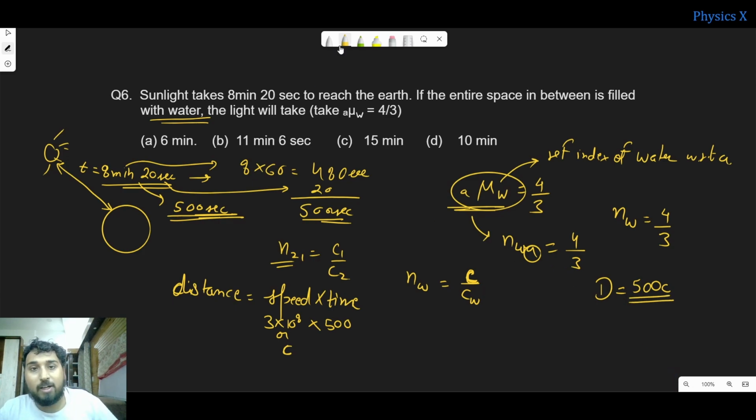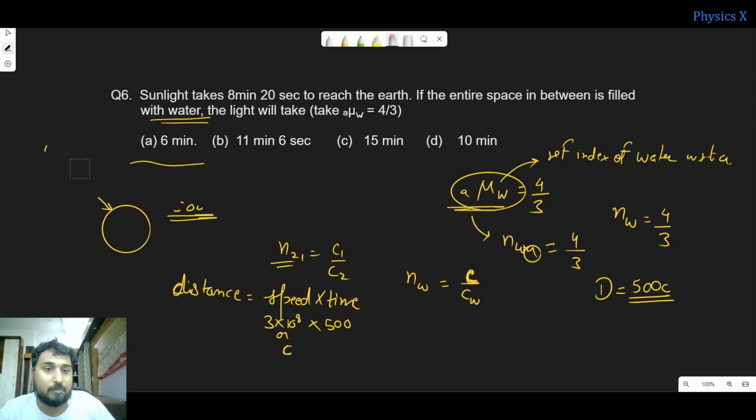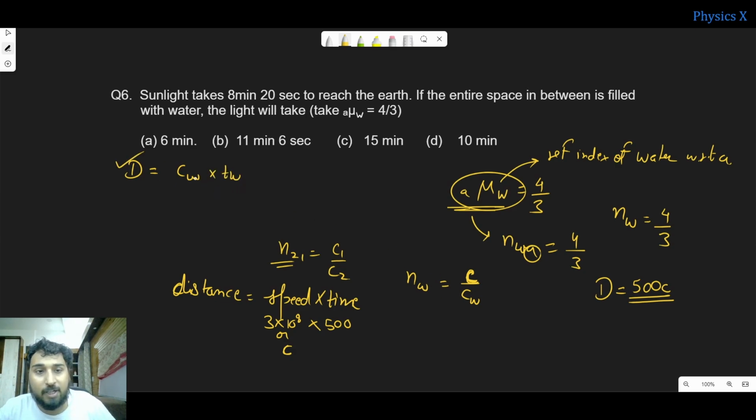Okay. So now what I do, let me rub this for you. I will write it. So we know that we can find, if we know the speed, okay. So in water, what will happen? The distance is speed of light in water into time taken in water, right? This d we know. This cw we need to find from here. The cw we will be getting from here, and then I can find the value of time.